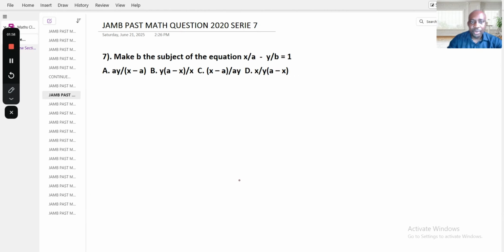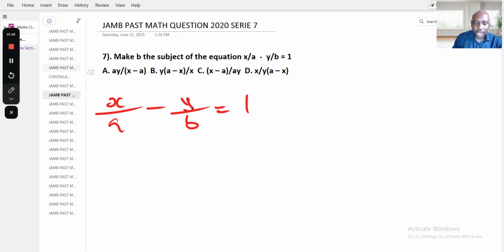Let's move to the next question. Question 7. Make b the subject of the equation. Let me write out the question. x over a minus y over b equals 1. Now, the next thing we are going to do, what's the LCM of this denominator? We have AB at the bottom. Therefore, our LCM will be AB.